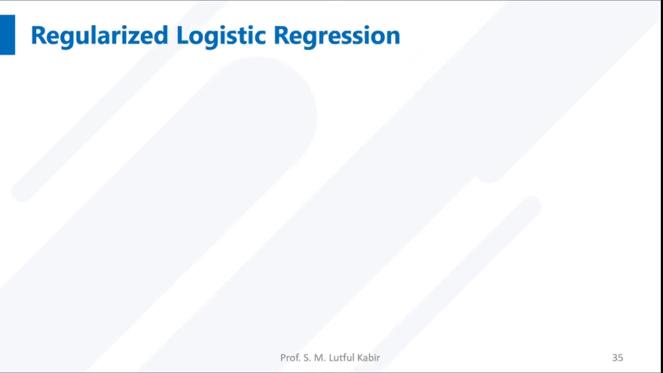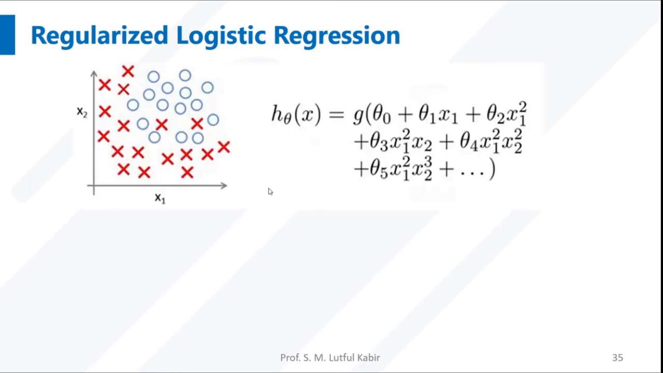Now let us discuss the inclusion of the regularization term in logistic regression. Let us take this example where the positive cases are marked by red crosses and the zero cases, or the false cases, are marked by circles. So true and false, the two types of data.